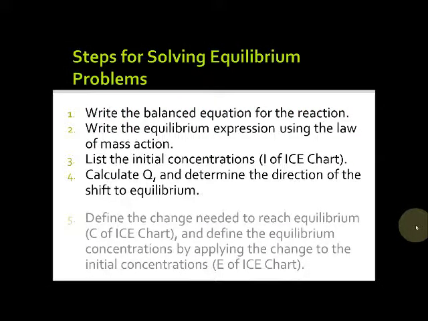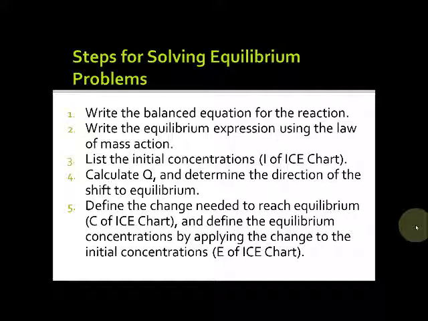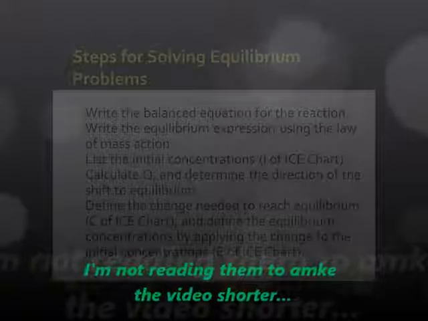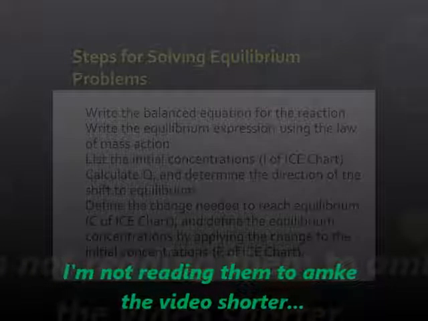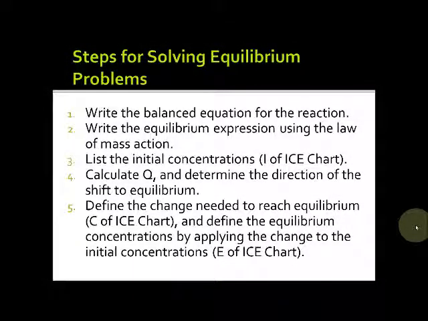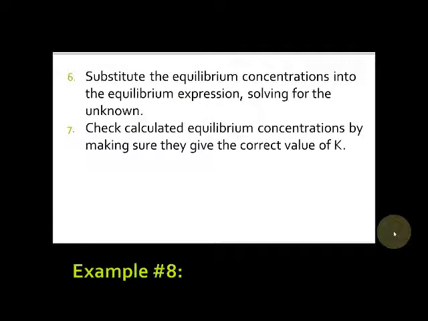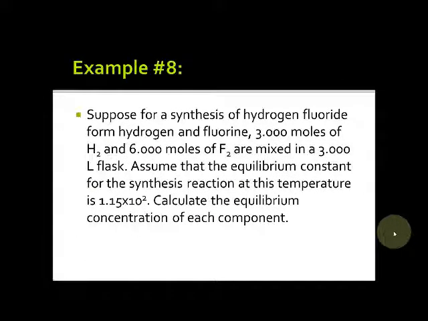At level 60, it's really just a review of what we've been doing. But here are the steps written out for you on how to solve these equilibrium problems, especially when you're given initial concentrations and you need to find equilibrium concentrations. So we only have two examples, which are going to be the bulk of the level 60 notes, but it's just going through these problems two more times.